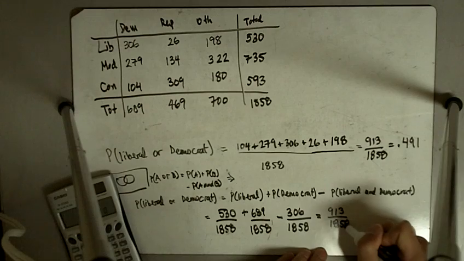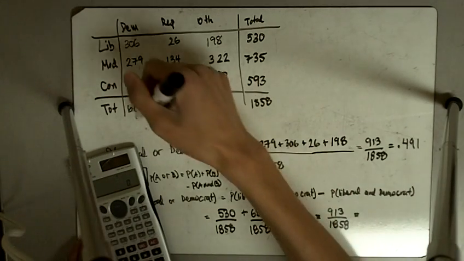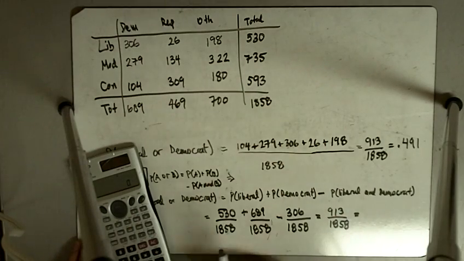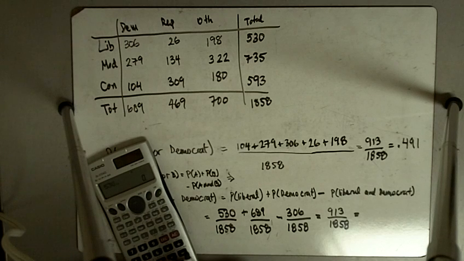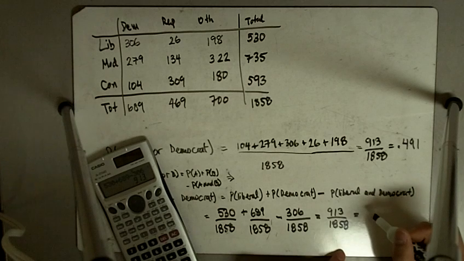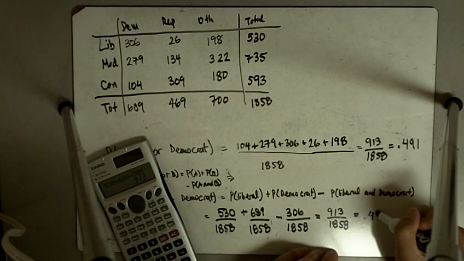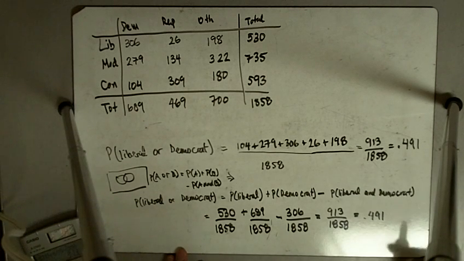This is not a coincidence. This is a mathematical fact that if you add the row total and the column total but subtract off the overlap, you will get the same number, and I can prove it to you on the calculator. 530 plus 689 minus 306, indeed 913 out of 1858 will give me 0.491. So this is a probability of being a liberal or a Democrat.